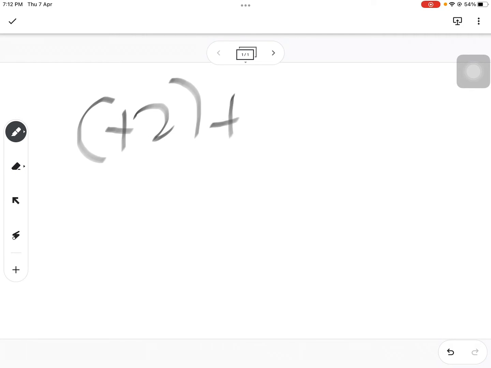Mathematical integers of grade 6, guys. So let's start off with a question. The question is positive 2 plus positive 3 is equal to what? How are we going to find this? Since you guys are new, we'll make a number line.